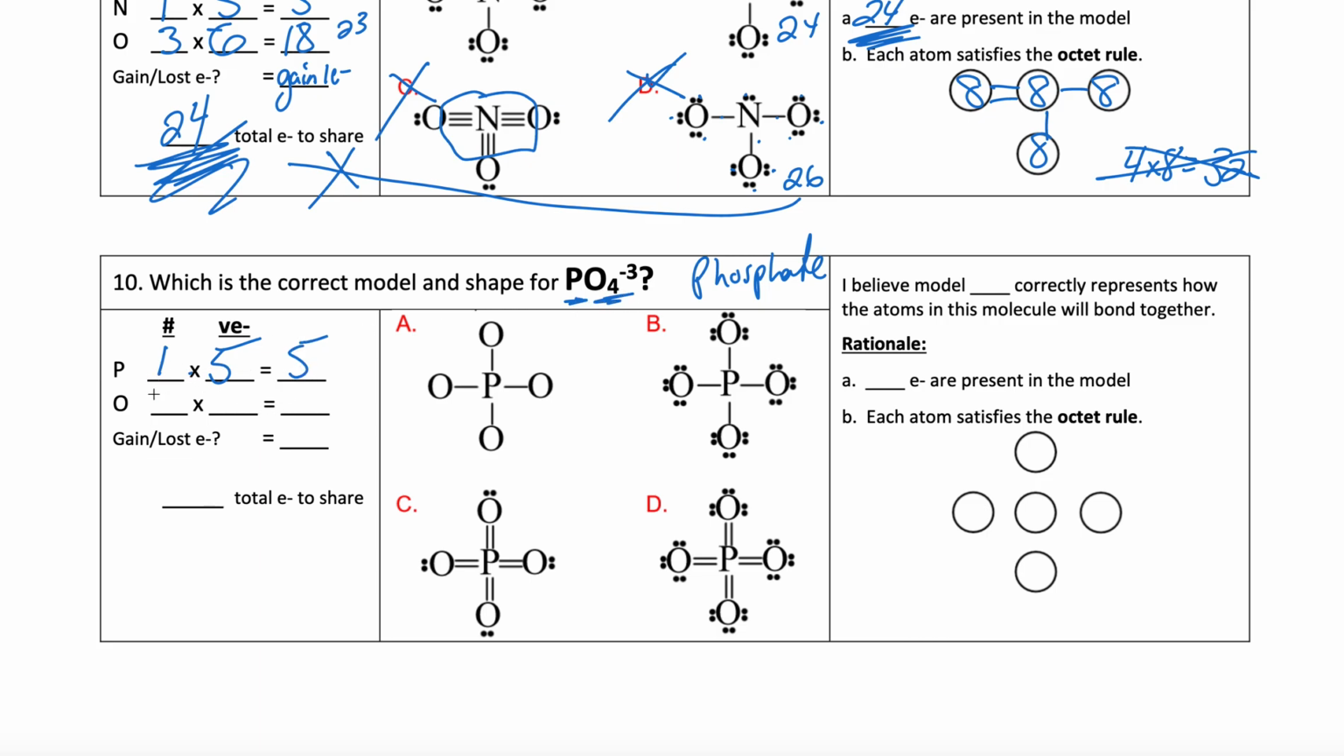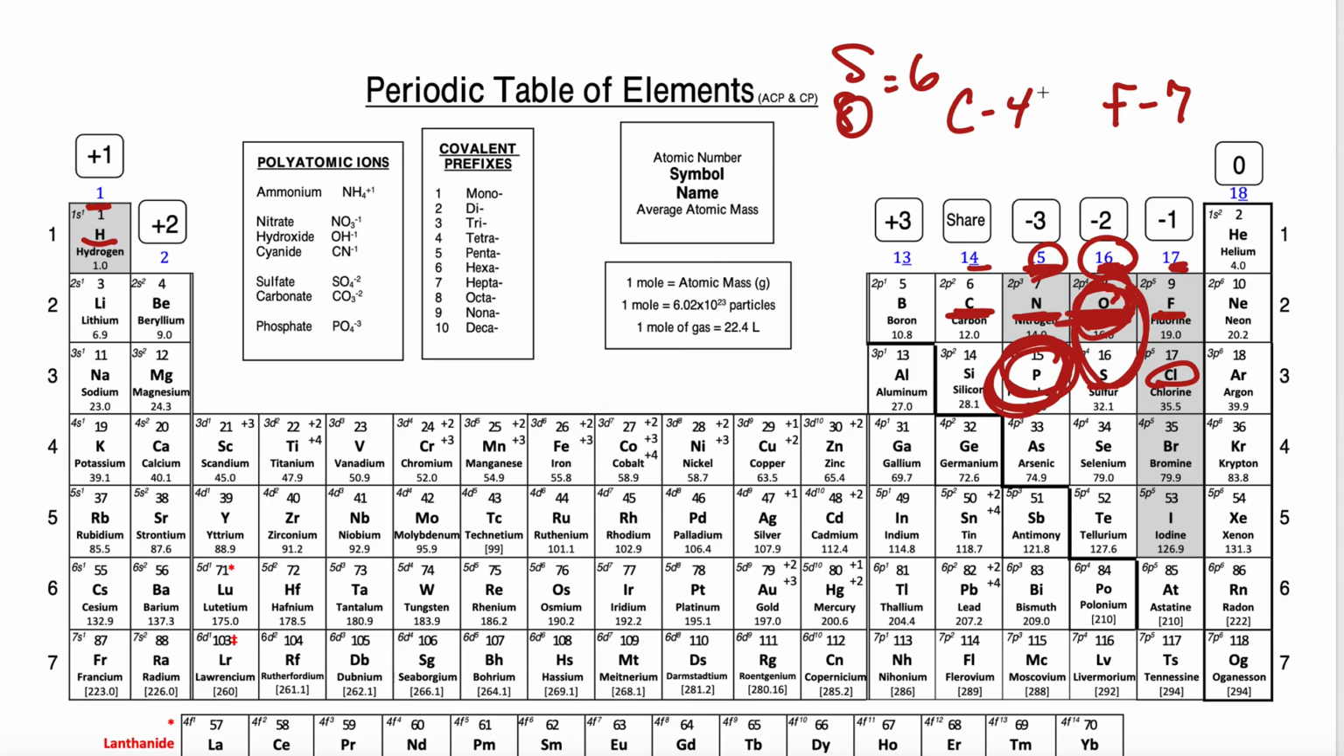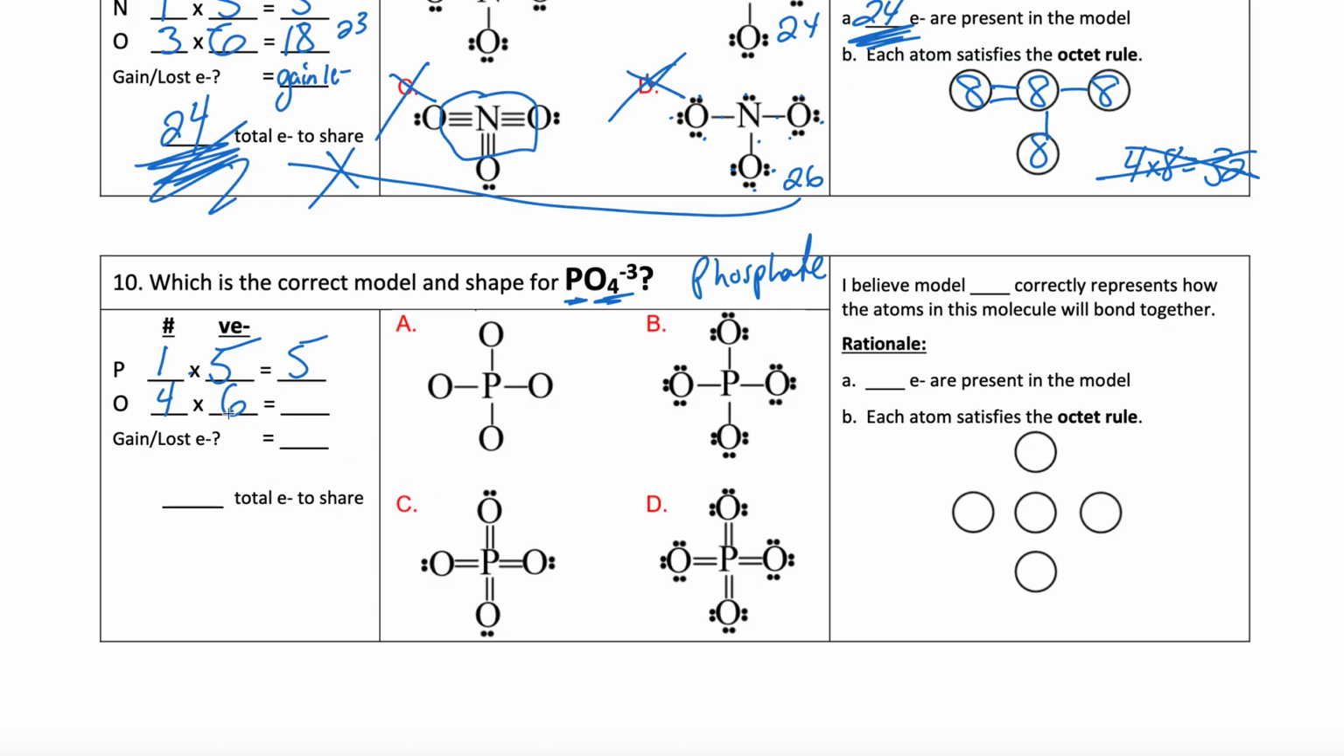Oxygen, there's 4 of them. And oxygen has 6 valence. We've looked at oxygen quite a bit. You're going to start to remember that oxygen is always in group 16, so it's always going to have 6 valence. And that hopefully will start sticking in your head, that it has 6. So 4 times 6 is 24. Add them up. 5 plus 24 is 29.